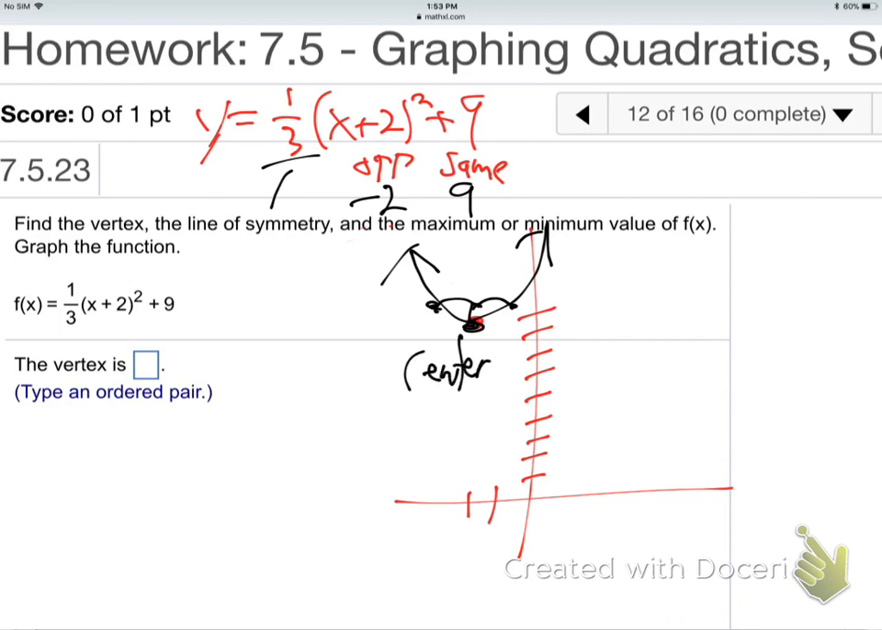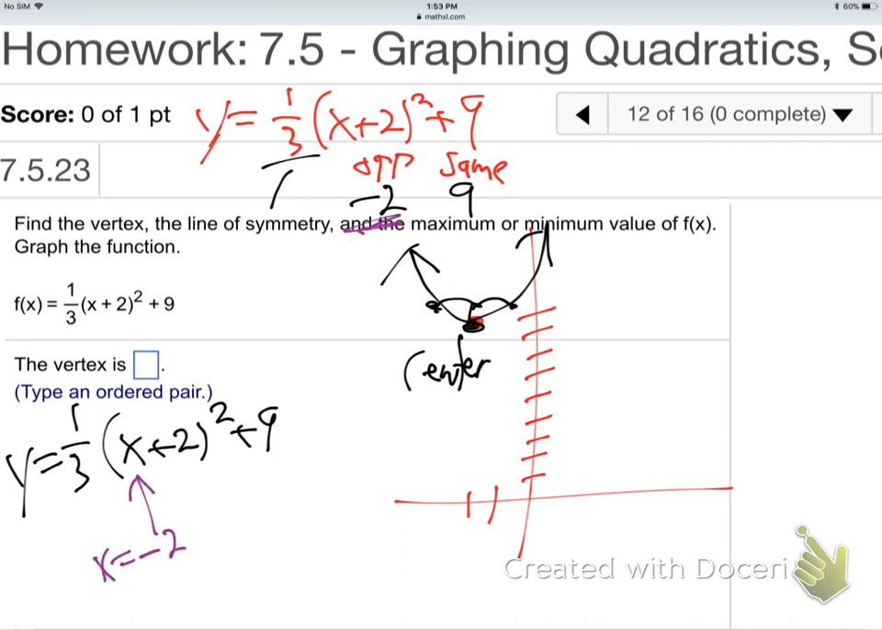Well, look, if you take this equation, y equals 1/3 (x + 2)² + 9, and you put in the opposite of the x value, you plug in x as -2, what's going to happen to that equation? If you plug a -2 in here for x, what is y going to equal? 1/3 times what? -2 plus 2? 0, right? Putting in the opposite makes it 0.